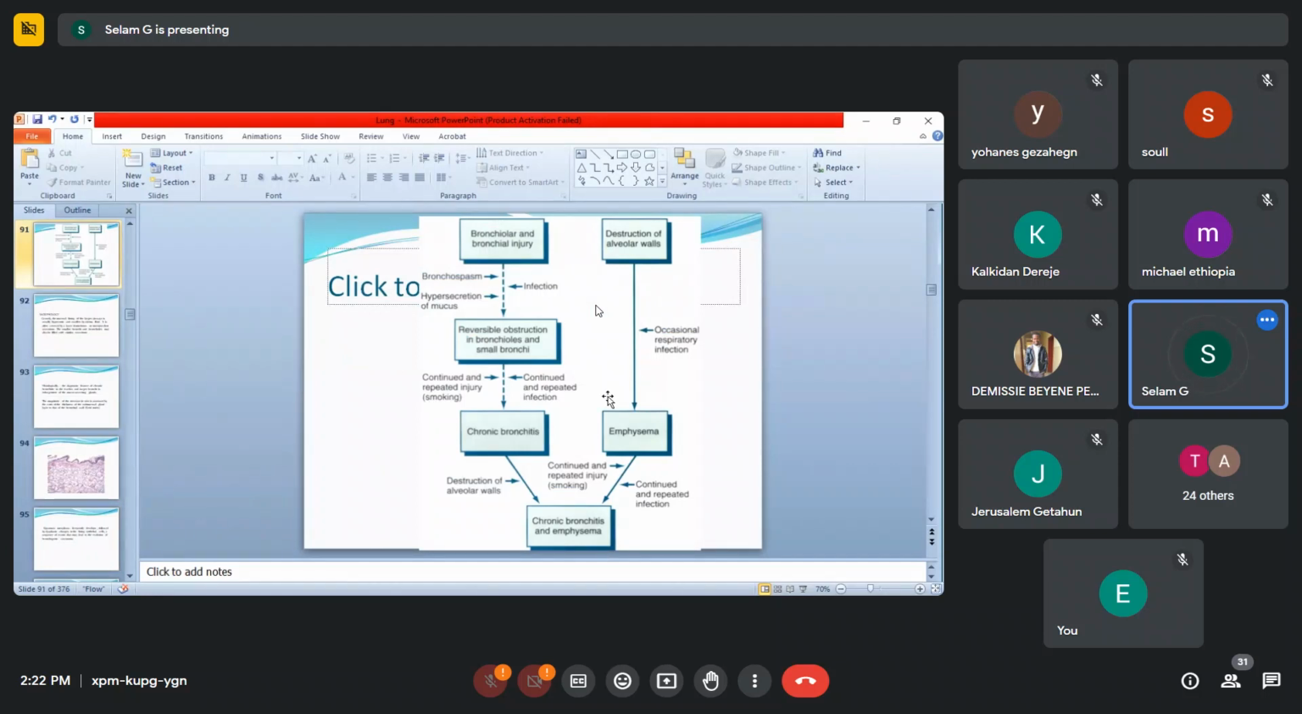So, bronchial injury leads to reversible obstruction in the bronchioli and small bronchi. If there is continued and repeated injury, there will be chronic bronchitis, and destruction of the alveolar wall may follow, leading to chronic bronchitis. And the same is true with emphysema. In general, both diseases could occur in a person, called COPD.